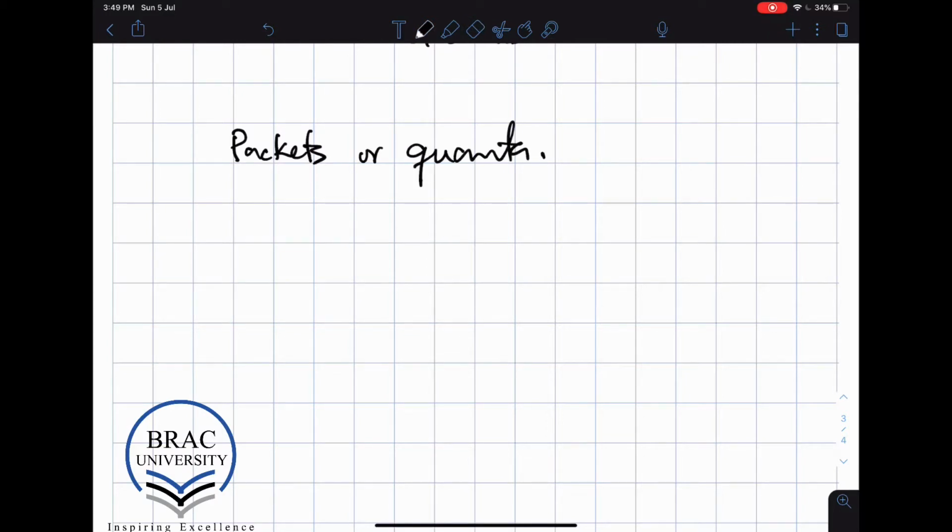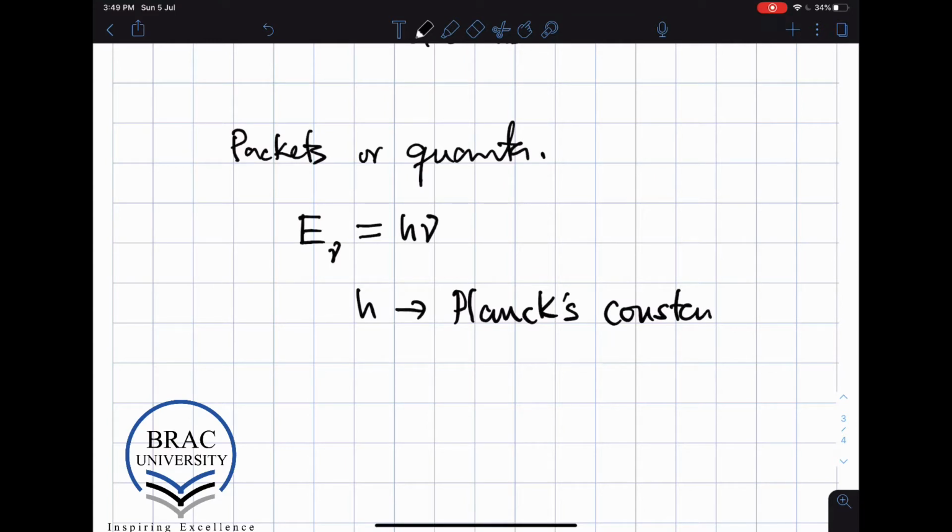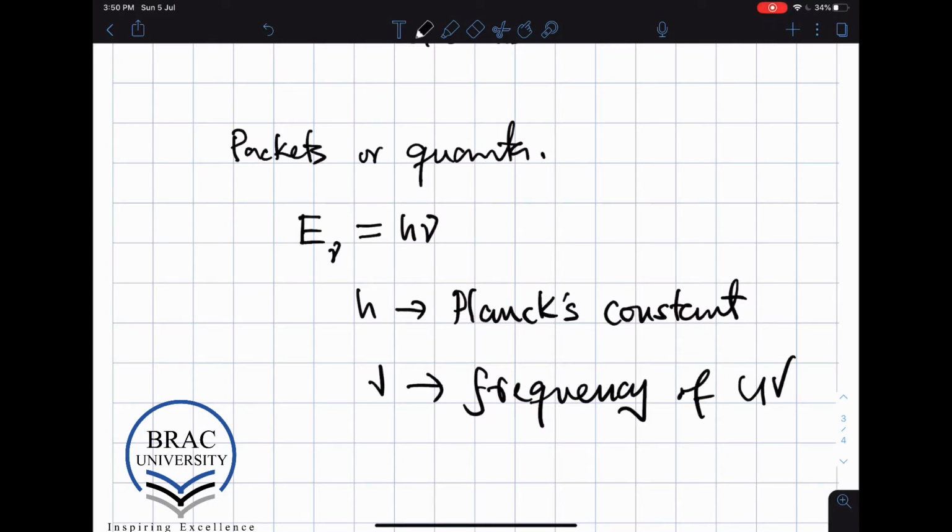quanta. And what he proposed was that the energy of light, say of frequency nu, is given by h times nu, where h is Planck's constant and nu is the frequency of the ultraviolet light. Now, how does this solve the problem?